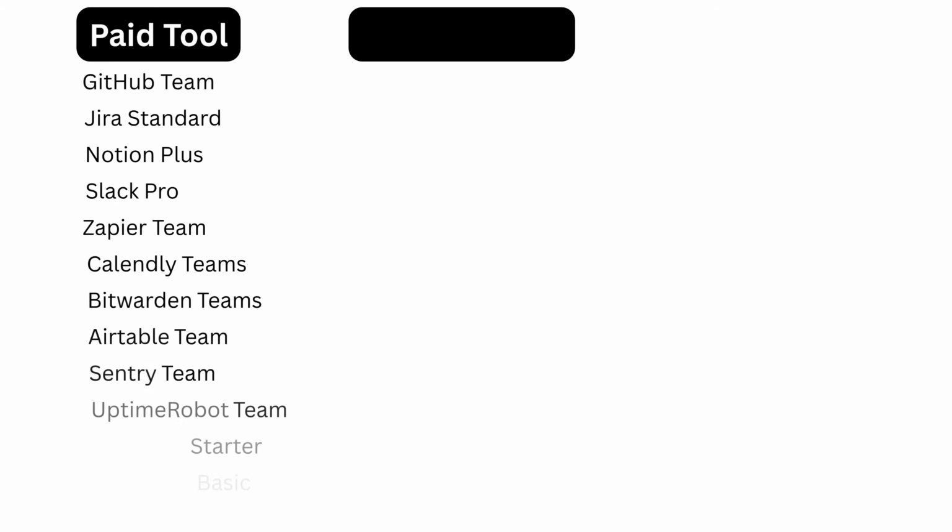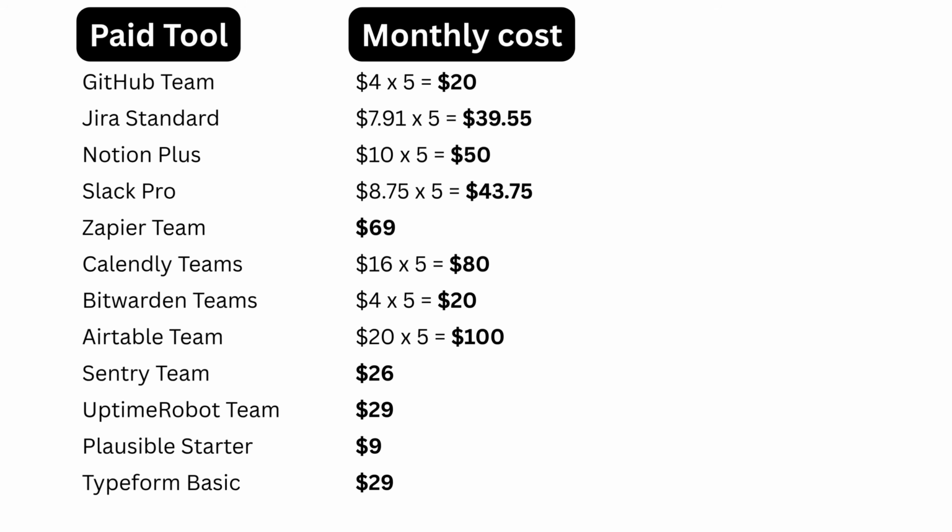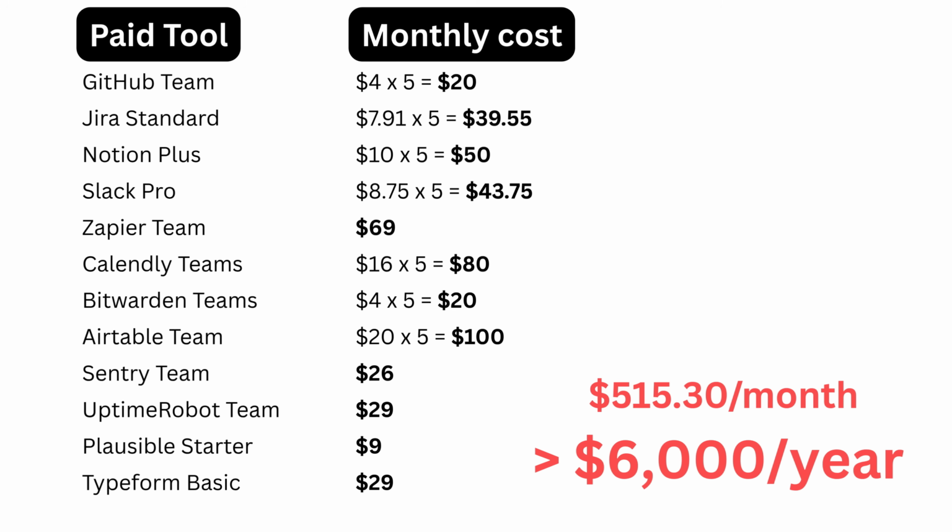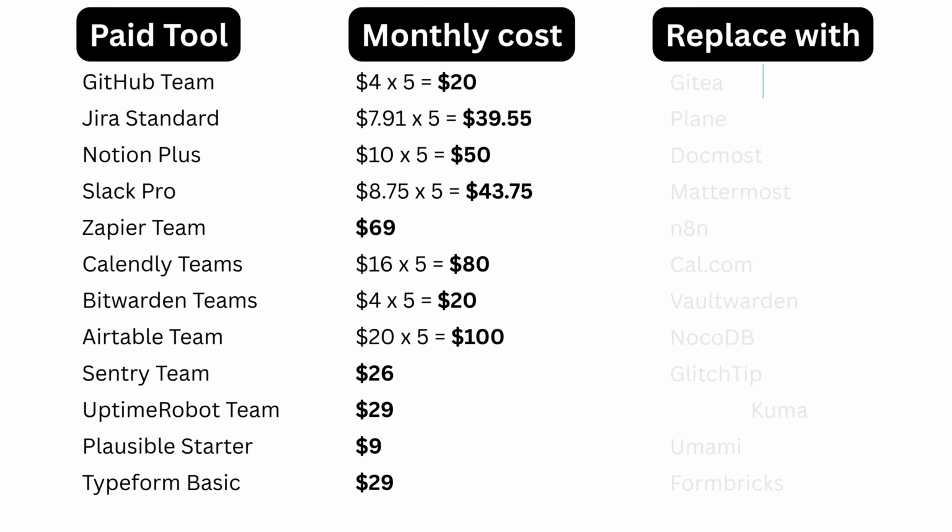So I made a list of all the paid tools a typical 5-person development team might use. Most of these are tools that I've personally used or that my own team has used. The total comes to $515.30 per month. That might not sound like a lot at first, but it adds up to over $6,000 every year. Or you could replace each of them with self-hosted alternatives running on a single server that costs around $9 per month.